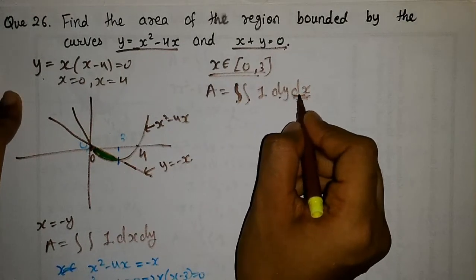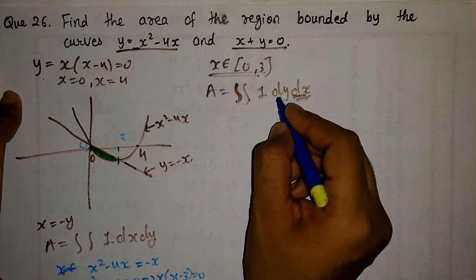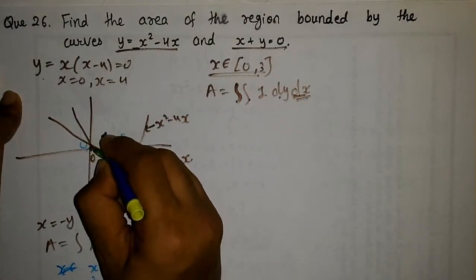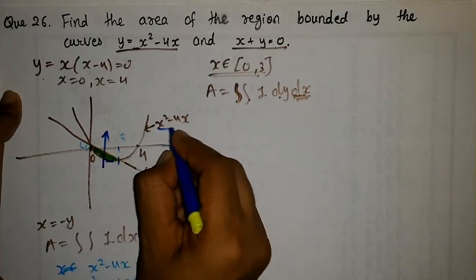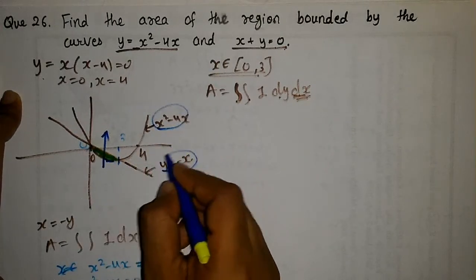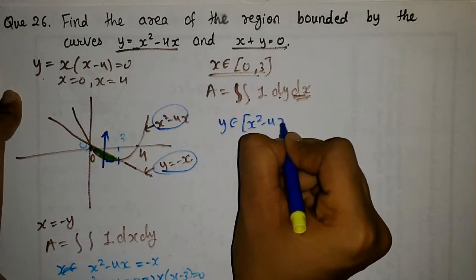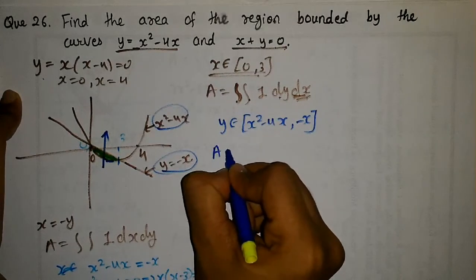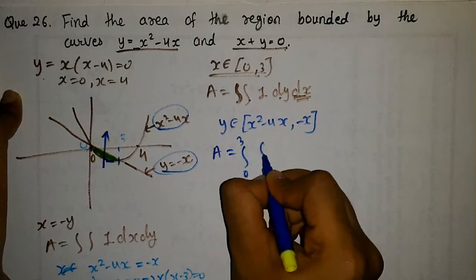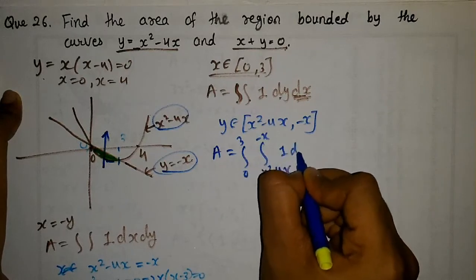Now it's dy dx. In my video on how to find area, I have explained how to solve such problems. So whenever it's dy dx, we draw the vertical line. When we draw the vertical line, we can see it's entering from this curve, that is x square minus 4x, and it's leaving from y is equal to minus x. So y belongs to x square minus 4x to minus x. So area is equal to, x limits are 0 to 3, y limits are x square minus 4x to minus x, 1 into dy dx.